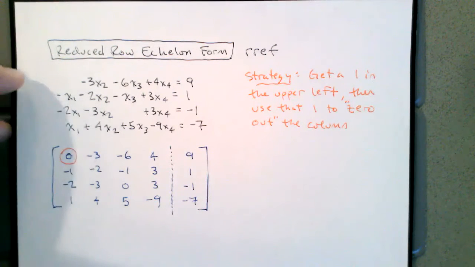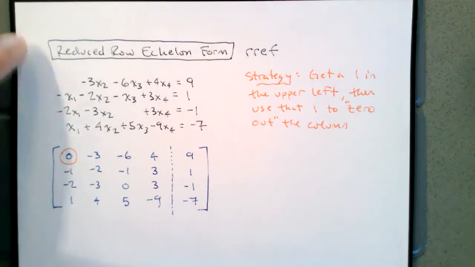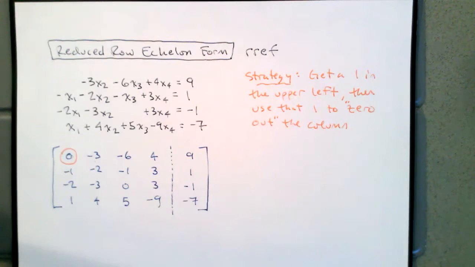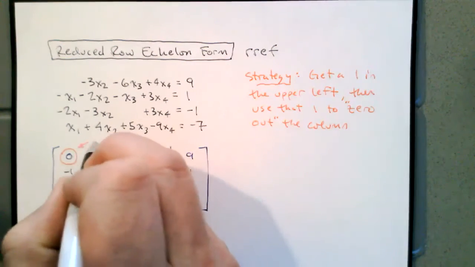Even though x1 is already out of the first equation, I'm going to use one of these other equations to get rid of x1 from all those. This is called a pivot. So this upper left corner is a pivot position. That's our first pivot.